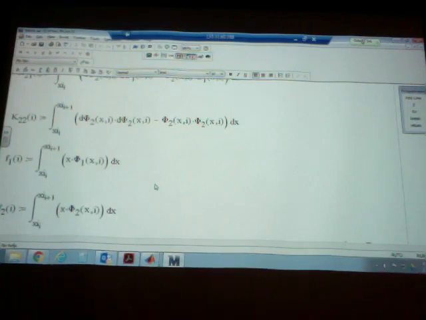The forcing term, or the 2 forcing terms, right here, that corresponds exactly to what we just wrote.